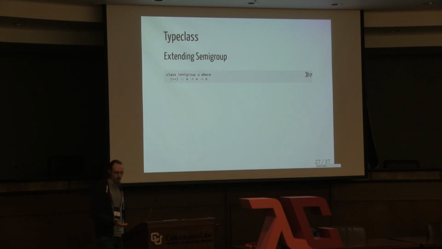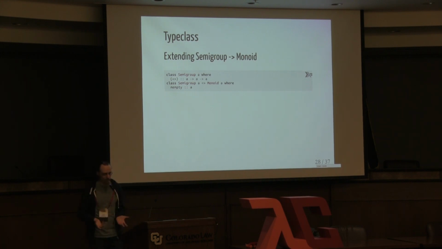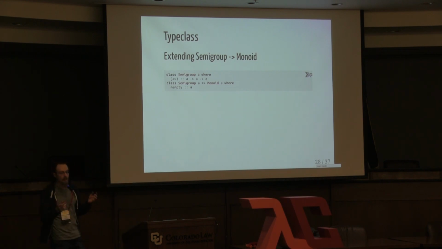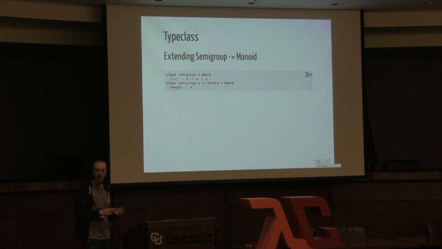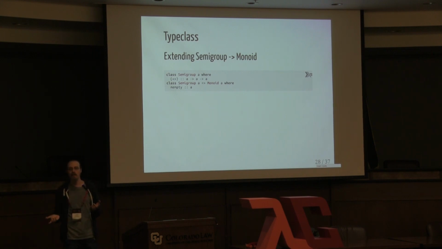So this is basically the next step, a monoid, where you have a zero element, which allows you to define a zero element for something. So the syntax here basically means that each monoid has to also have a semigroup instance. A monoid does not make sense, a zero element does not make sense, if you do not have an addition operation.